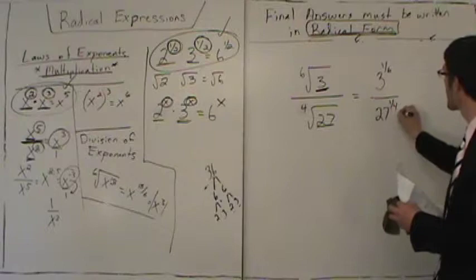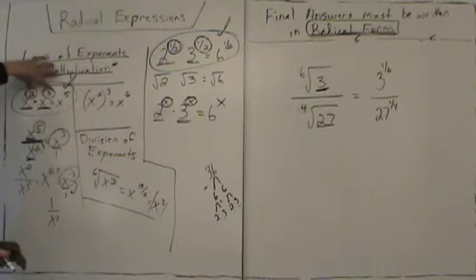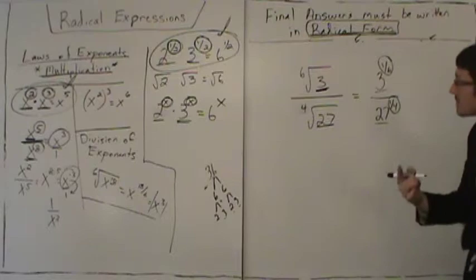Notice, there are two exponent laws that we're interested in here. If the exponents match, we multiply the base. If the bases match, we can either add the exponents, or if the bases match, we can subtract the exponents. Notice, do the exponents match? No, they do not. Do the bases match? No, they do not.